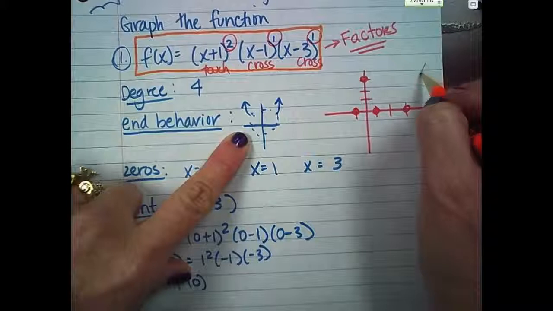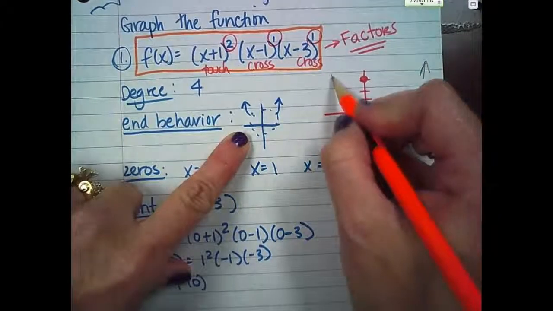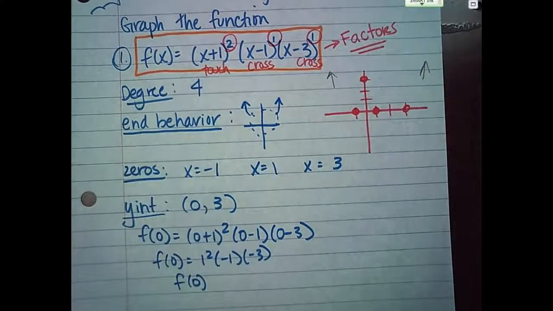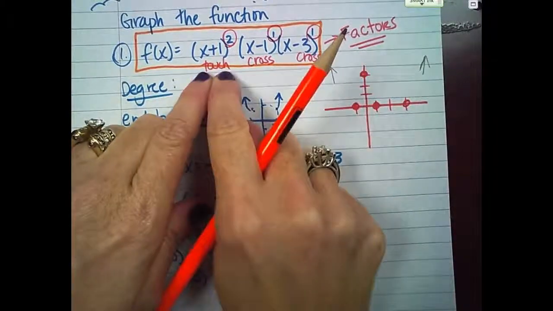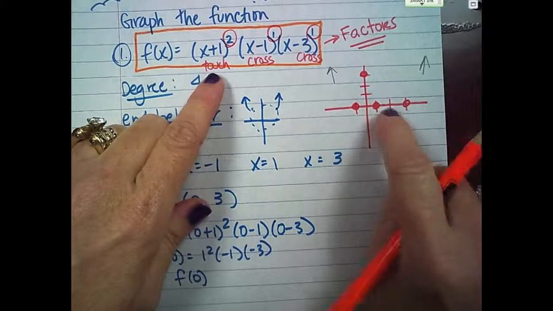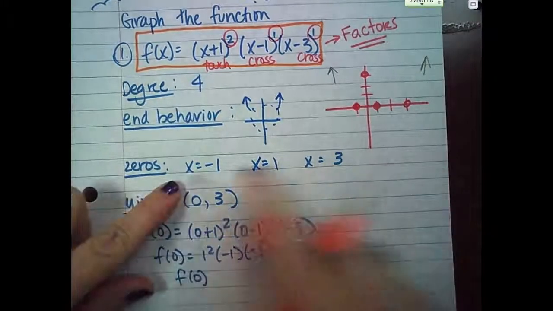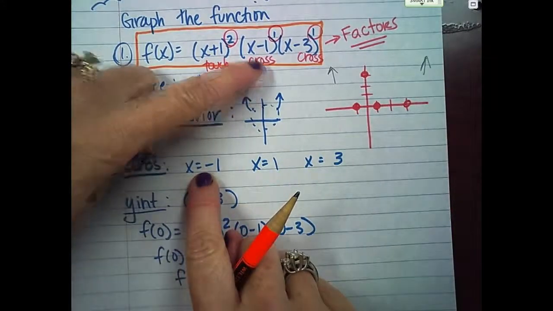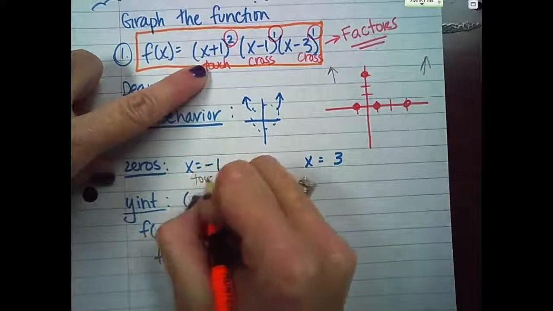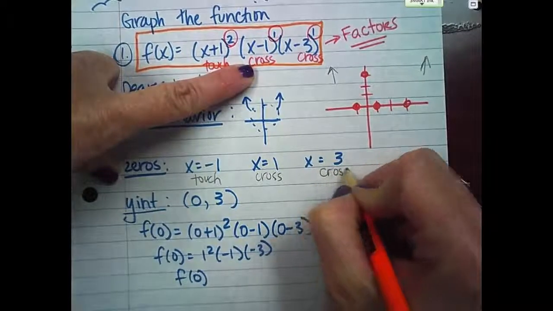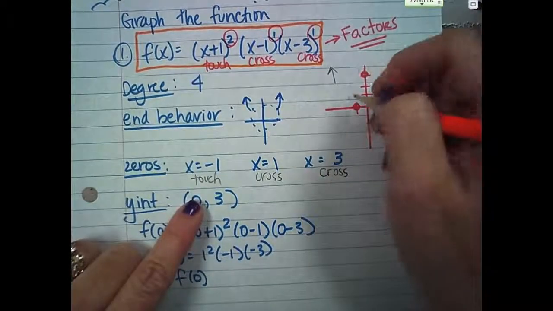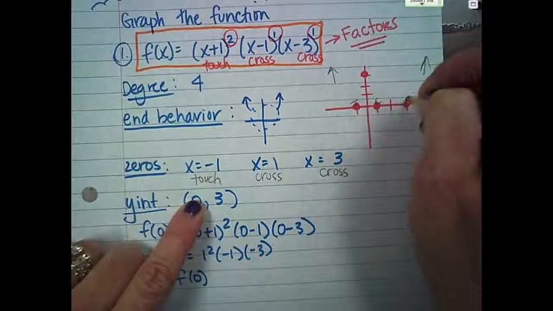I know my end behavior on this side is going to go up, and I know my end behavior on this side is going to go up. No matter what I do in the middle, I'm going to land going up on both sides. Okay? Now then, I wrote here touch and cross so you knew what to do, right? Let's go in order. At -1, what did I say we needed to do? Touch. At 1, we need to cross, and here we need to cross. And if you want, you can label here. You can put a little T and a little C and C, if that helps you.